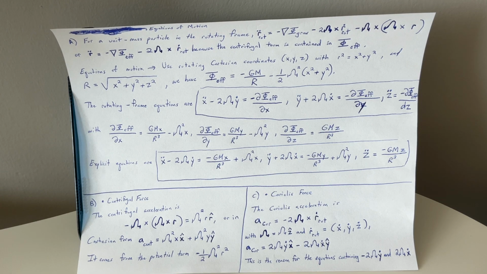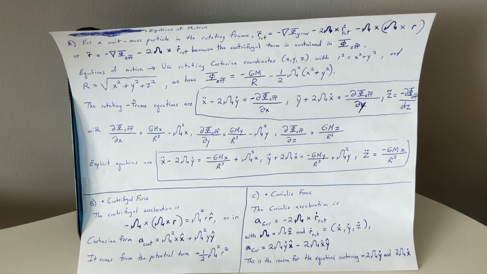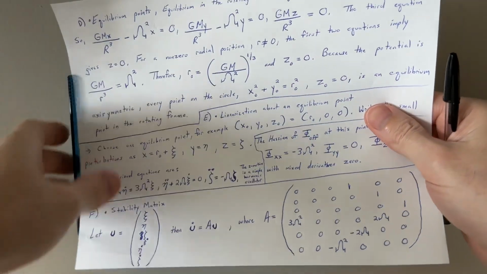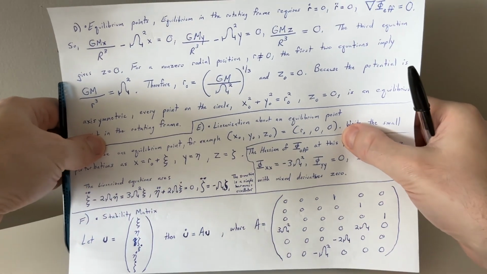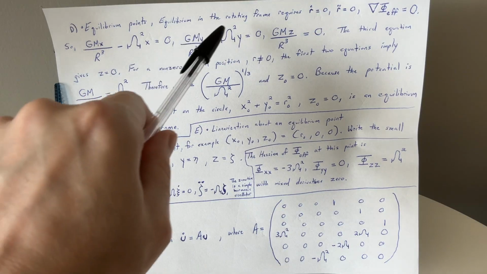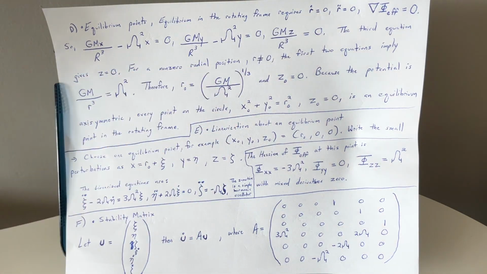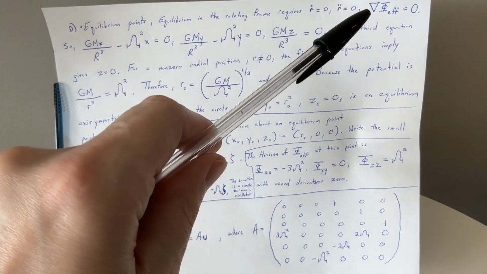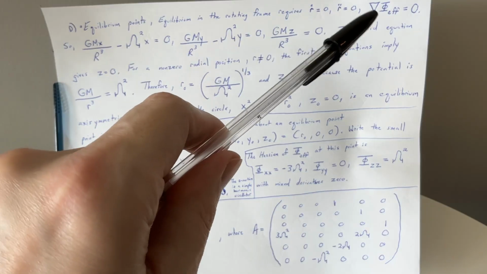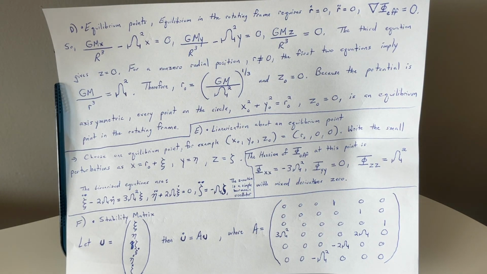Now moving along to letter D, they want us to determine the equilibrium points. So letter D, equilibrium points. Equilibrium in the rotating frame requires R dot equals 0, R double dot equals 0, and then we have del phi sub EFF equals 0. Sorry about that, that's a del.